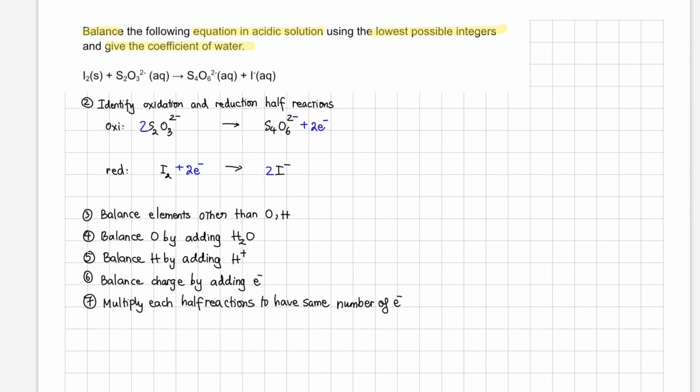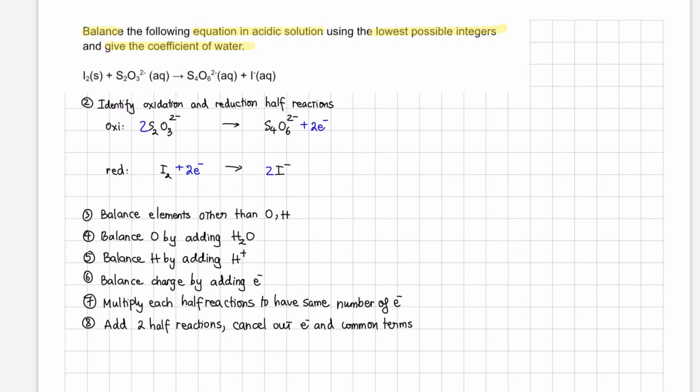Moving on to step 7, we need to multiply each half reaction to have the same number of electrons involved. So checking on the oxidation half, there are 2 electrons involved, and in the reduction half reaction, there's 2 electrons involved as well. So we see that both half reactions already have the same number of electrons, which is 2, so we don't have to multiply any of them by any number.